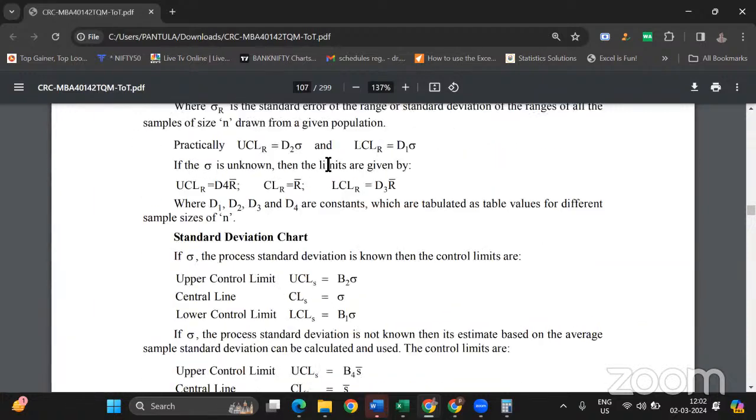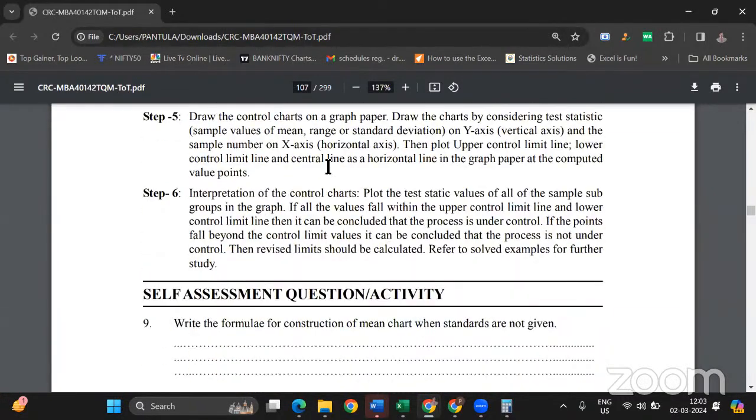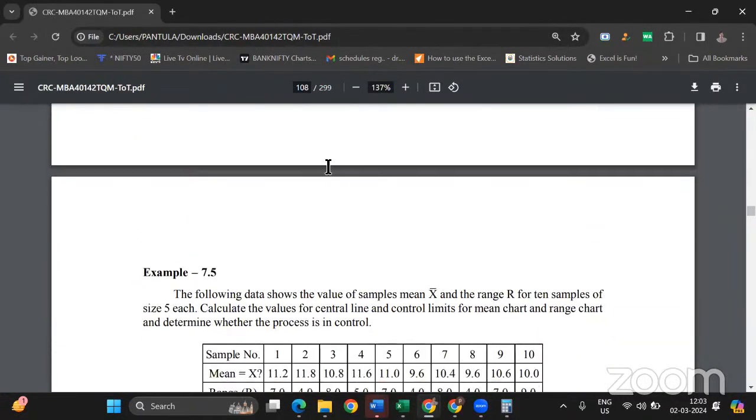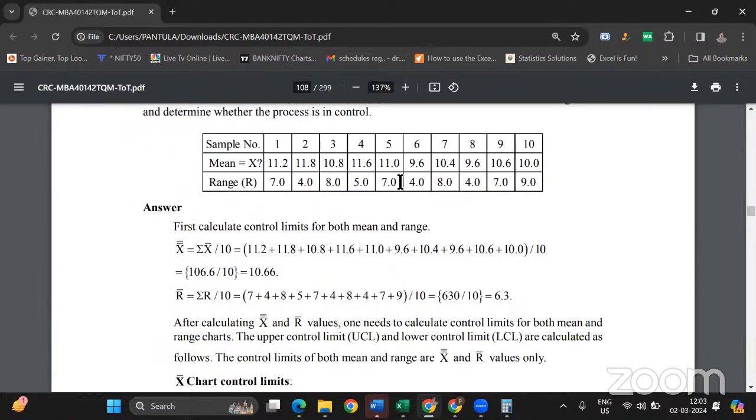And standard deviation charts we are also going to see. Following the data shown, we use the formula values of mean X and range of 10 samples. Here we are given 10 samples of size 5. Calculate the value of the central line and control limits, draw the mean chart and range chart, and determine whether the process is in control. Sample numbers 1 to 10, with mean and range, are given.